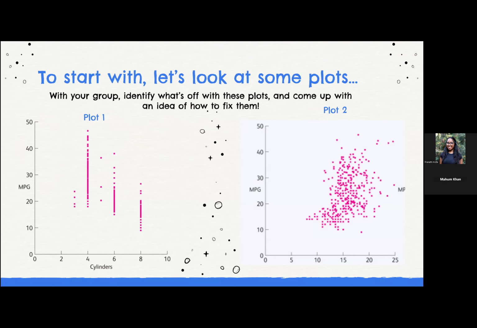So this is data about cars, I believe. I don't remember what the data is, but it's a scatter plot of cylinders versus, I think, MPG, miles per gallon. So car stuff. Why don't we look at plot 1 and see what's kind of wonky about this representation of the data? If you guys have any ideas, just literally shout it out.